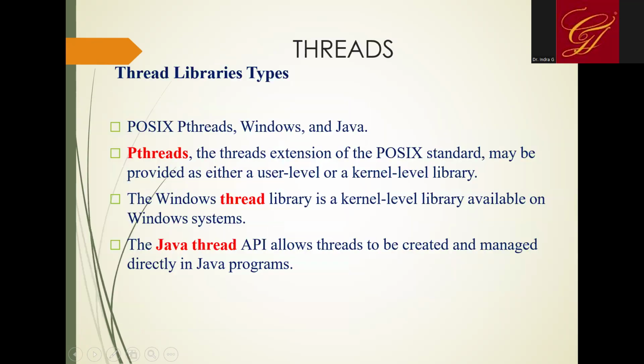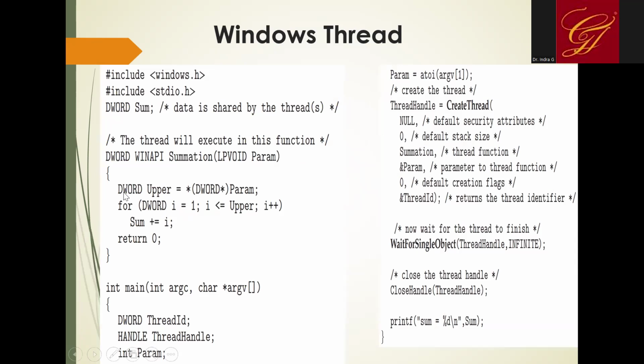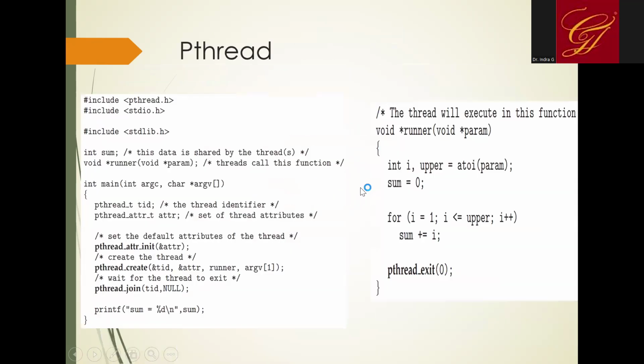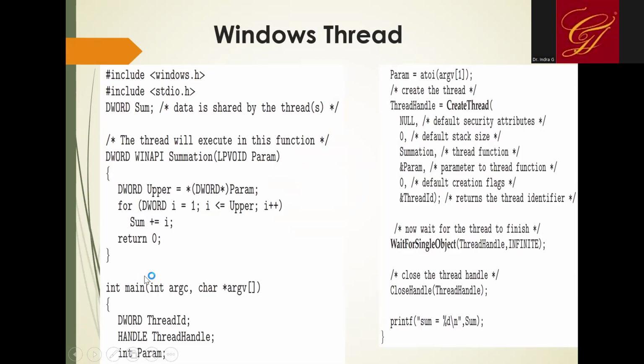Similar to pthread, we have Windows thread, wherein you have some modifications. The header file to be included is windows.h, and the function implemented as a thread is summation, where the upper is given as a DWORD, a double word, and it is returned as a double word. Here, instead of pthread_create, which we used in the previous case to create a thread, in Windows thread we use CreateThread.